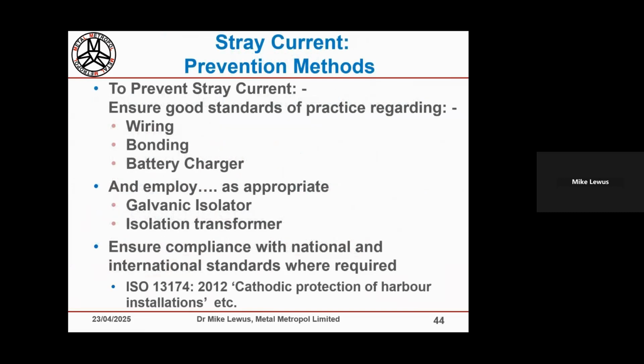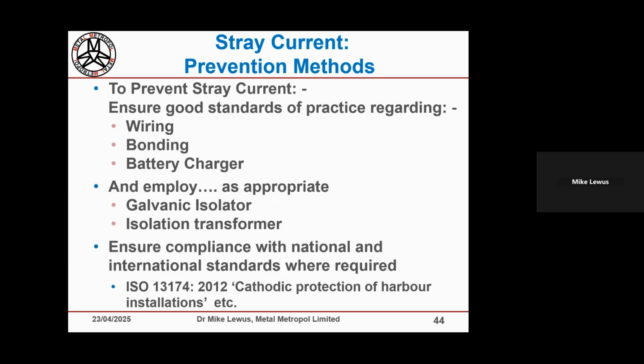Okay, so preventing stray current corrosion. Well, the key thing is good standard of practice, whether it's with general wiring or bonding systems, and also things like battery charging units are often culprits when they've not been set up right. Now, it's fairly straightforward to set up a galvanic isolator or an isolation transformer, and I'll talk about those in a little more detail shortly. But the other thing is, particularly when it comes to protection of harbour piling, there are national standards that have to be adhered to.